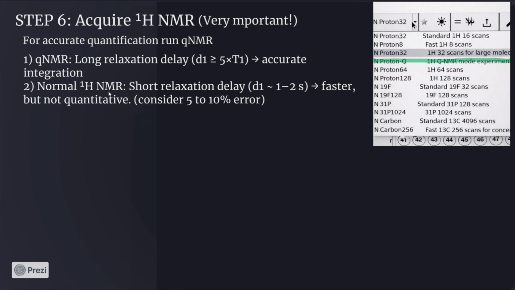If you are going to do the normal 1H NMR, which has a short relaxation delay and is faster, then you will have error in the integration. So please consider in that case 5 to 10% of error. For example, if you are getting an NMR yield of 50%, then it is actually 40% or 45%. But if you are using the qNMR technique, then your yield will be more accurate.